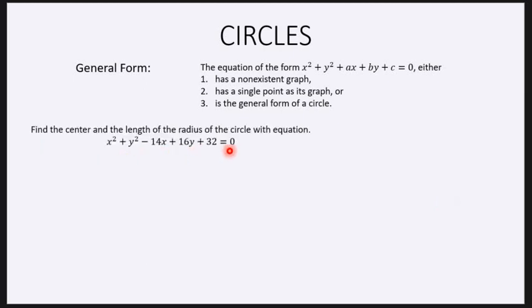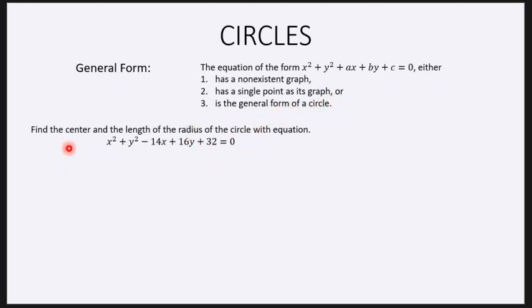Here is the general form of a circle: x squared plus y squared plus ax plus by plus c equals 0. It turns out that this equation could have a non-existent graph. It doesn't have to be a circle, or it could be only a single point, or it could be the general form of the circle.